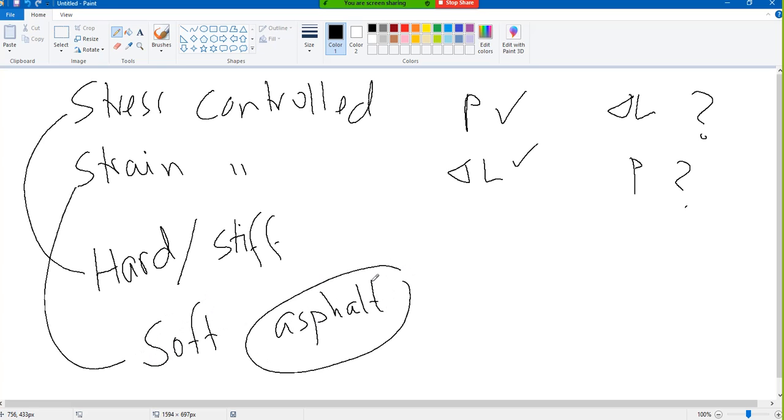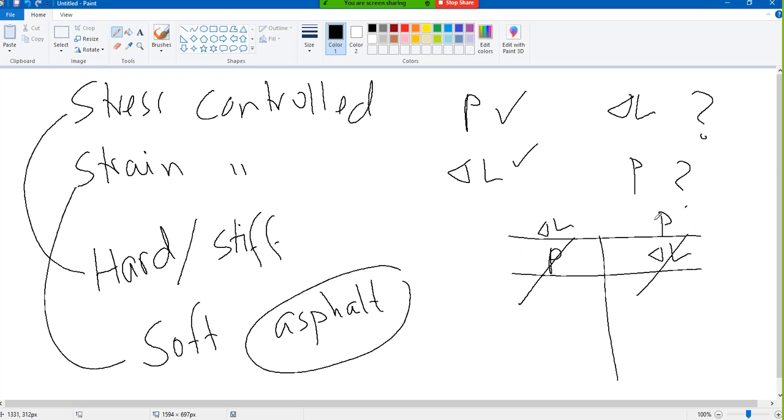Asphalt is a soft material, so in asphalt we use strain control. We apply some deformation and we measure the load. For hard material like steel or concrete, we apply force and measure our deformation. So both are possible. In our chart, if P is given or delta L is given, no problem. You can solve it. You can handle it.